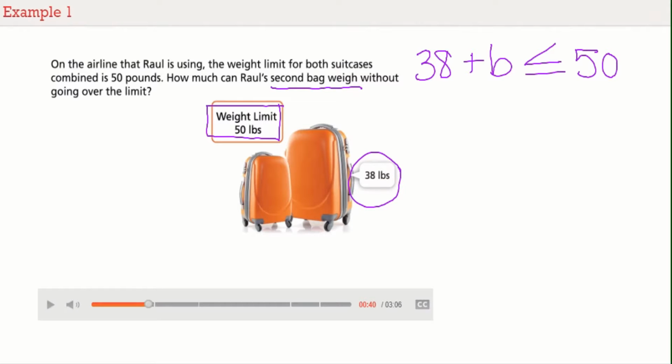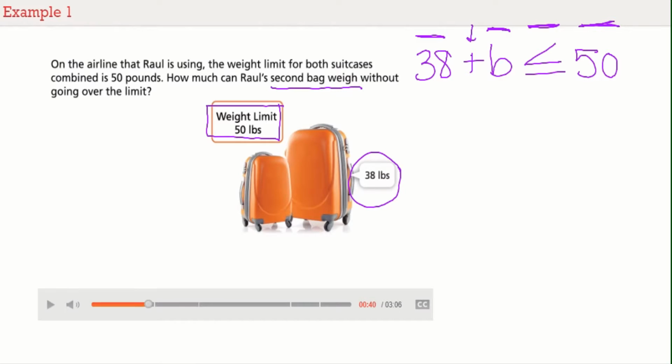Now the way you say this inequality in words is 38, that is the weight of the first bag, plus the weight of the second bag cannot exceed the maximum weight. That is how you say that in words. Now we need to solve.